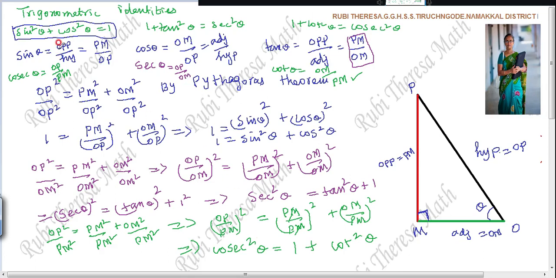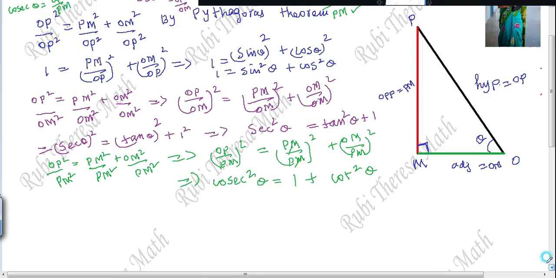So the identity you have to derive and learn. You derive it from a right angled triangle with the help of Pythagoras theorem. If you derive and learn, then you won't forget. Understand? So sin square theta plus cos square theta equal to 1. 1 plus tan square theta equal to secant square theta. 1 plus cot square theta equal to cosecant square theta.